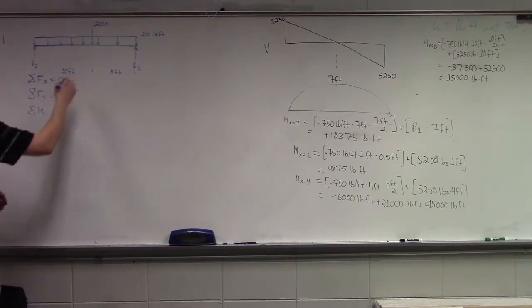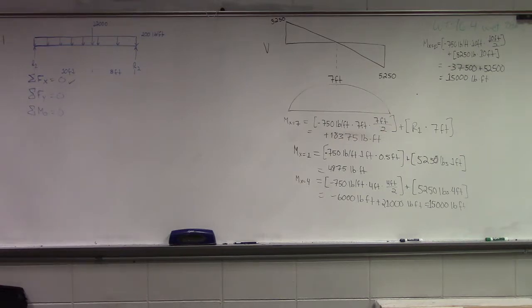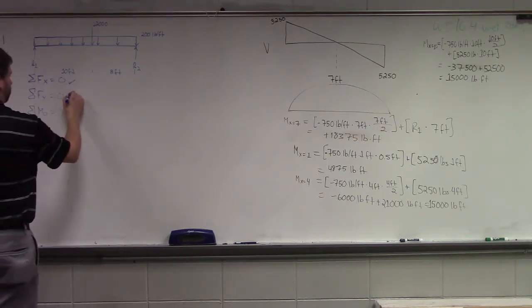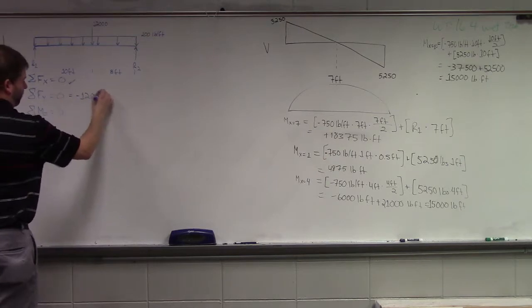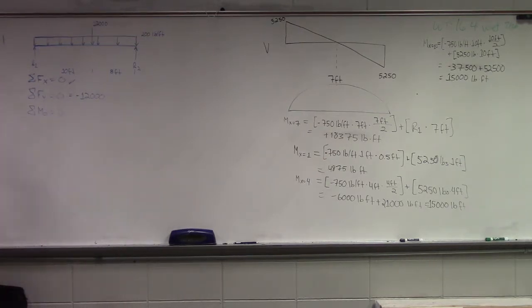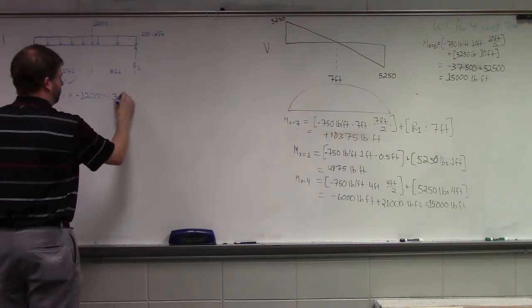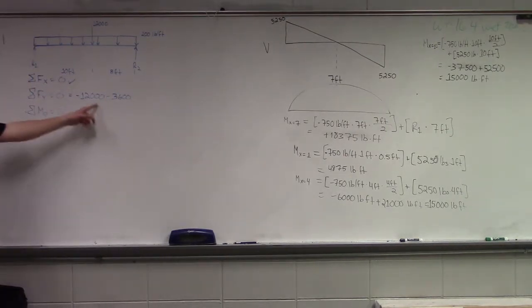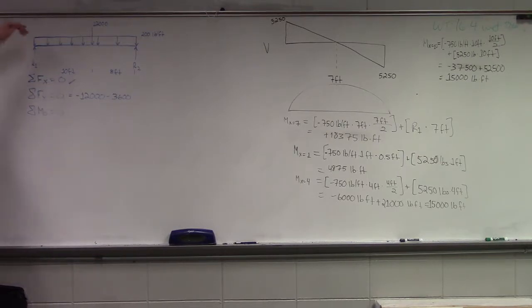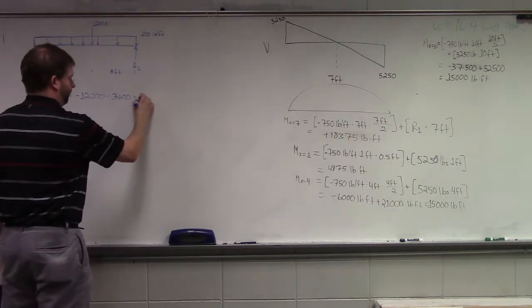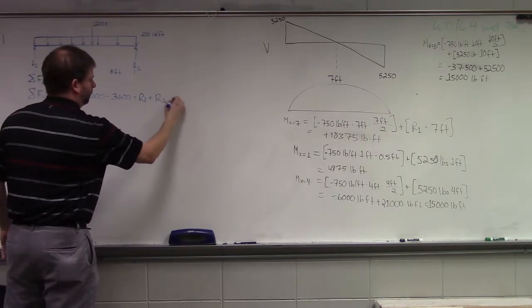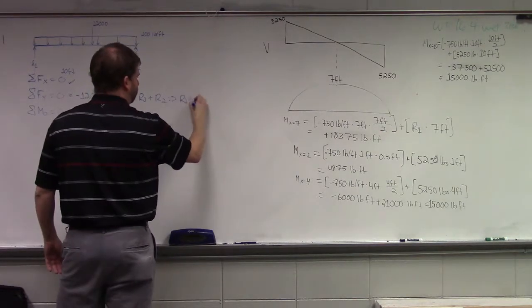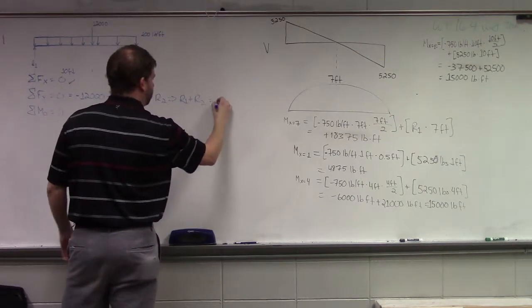Zero forces in the X direction, right? What about in the Y direction? 12,000 plus 200 times 18. Well, we want to minus that, right? I'm just accumulating them. Okay, so R1 plus R2 is going to equal 15,600.